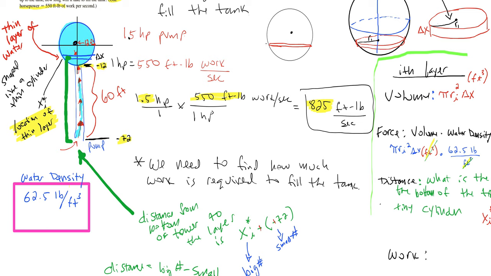Well, we know what this is. 12. We know it's 12. And we also know what this is. I think he's calling it XI. X star I. So it seems to me like he's going to find RI with the Pythagorean theorem. Let's watch. Okay.